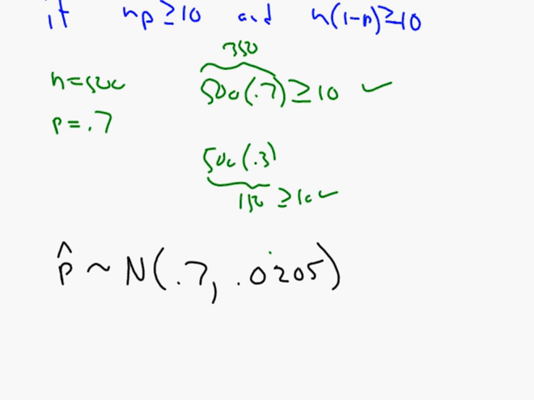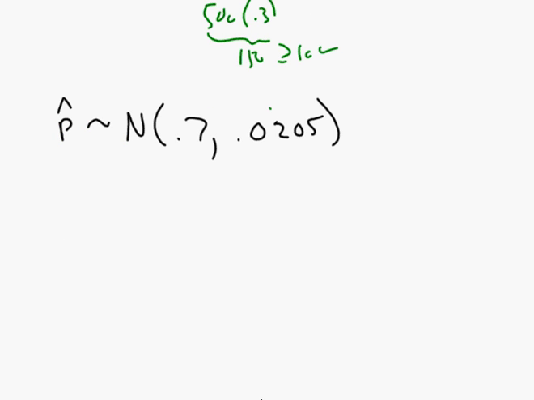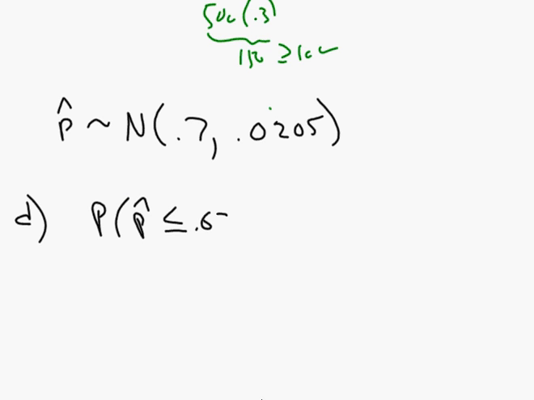So now we can start to answer some probability questions. Part D of this question is going to say the following. Find the probability of obtaining a sample of 500 adults in which 67% or fewer say they would drink the milk that's left over when they're eating cereal. So they really want the probability that p hat is less than or equal to 0.67. Well, I can do that now because I know that the distribution of p hat is normal because we checked our rules of thumb.